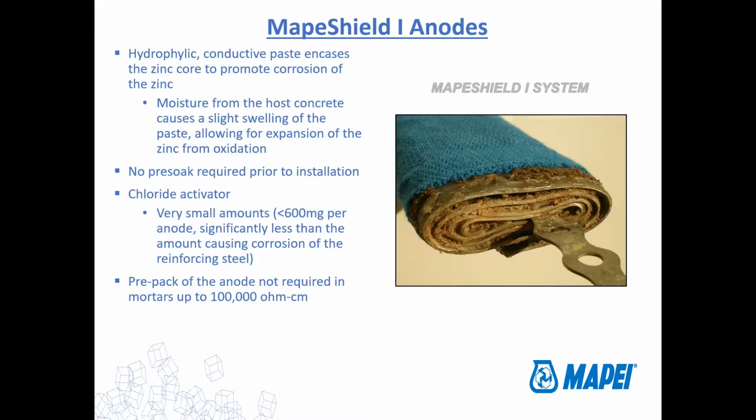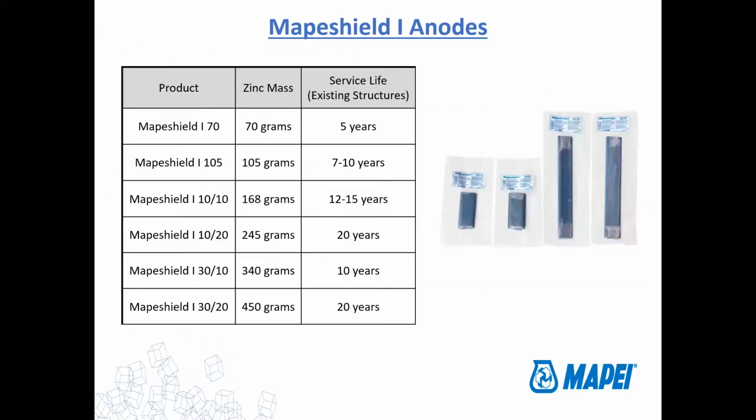Pre-packing of the anodes is not required. A lot of high resistivity mortars, you have to actually pack with a lower resistivity mortar. We don't require that with our anodes. So you can get up to about 100,000 ohms. And again, it's the thinnest profile on the market. So it's a really great product. Certainly, if you're not familiar with them, we'd love to talk to you about those more. We do have a bunch of different sizes, anywhere from 70 up to 450 grams. So again, depending on how long you want that repair to last, we've got different options for you.